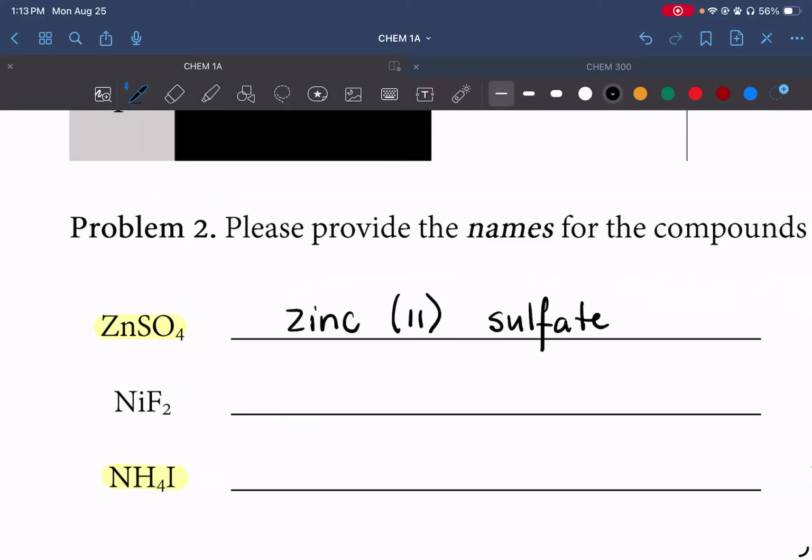And let's try that last one right there, the NH4I. NH4 is a polyatomic ion. That is ammonium. The iodine is right beside it. Iodine is in group 17, so we know that it's the anion. This is iodide.